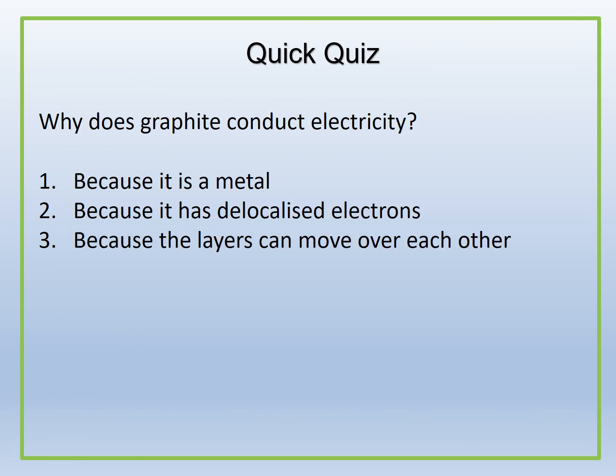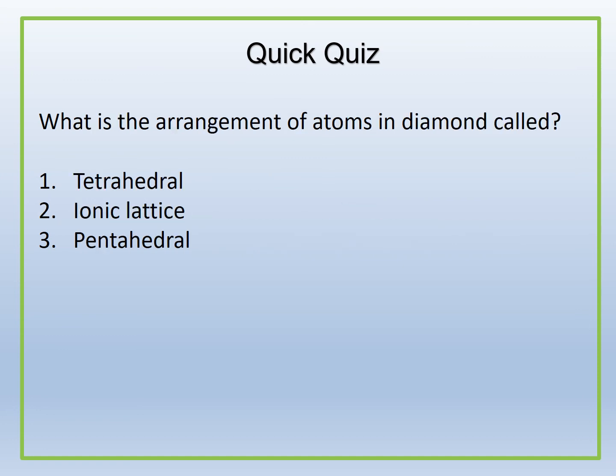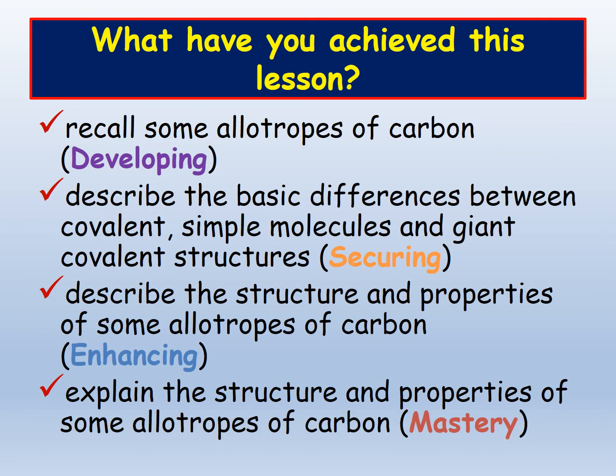Why does graphite conduct electricity? Is it because it's a metal? Because it has delocalized electrons? Because the layers can move over each other? Delocalized electrons. Graphite is not metallic. It is made of carbon, which is a non-metal. What is the arrangement of the atoms in diamond called? Tetrahedral, ionic lattice or pentahedral? Tetrahedral.